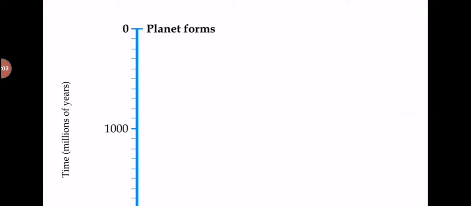After the planet consolidates and the oceans form, the world remains a fairly quiet place for quite a while. At some point within the first billion years of the planet's existence, life arises deep within the ocean.